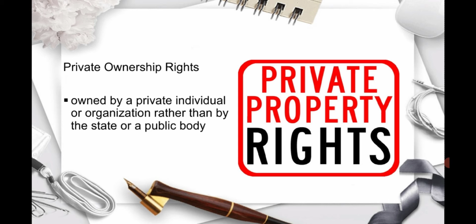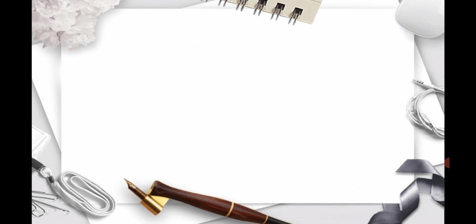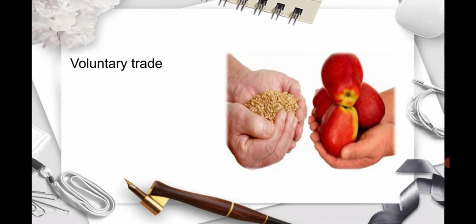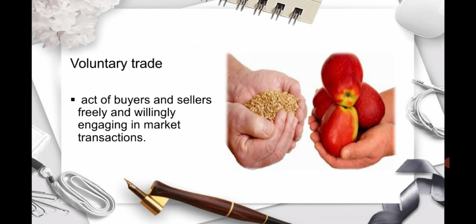And capitalism rests on two tenets: the private ownership rights, which means that it is owned by a private individual or a private organization rather than by the state or public. The other one is voluntary trade, which happens when buyers and sellers freely and willingly engage in market transactions.